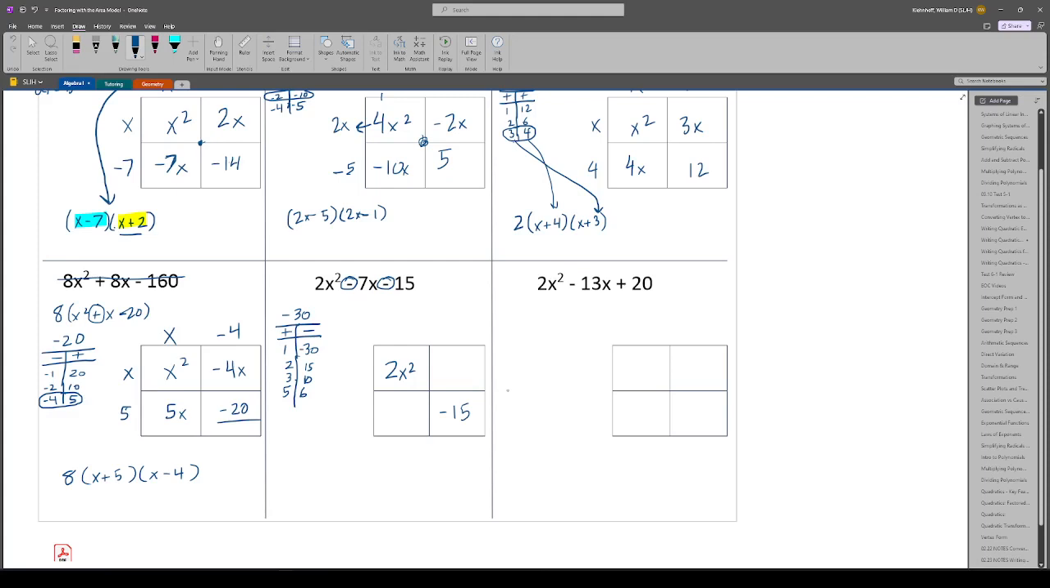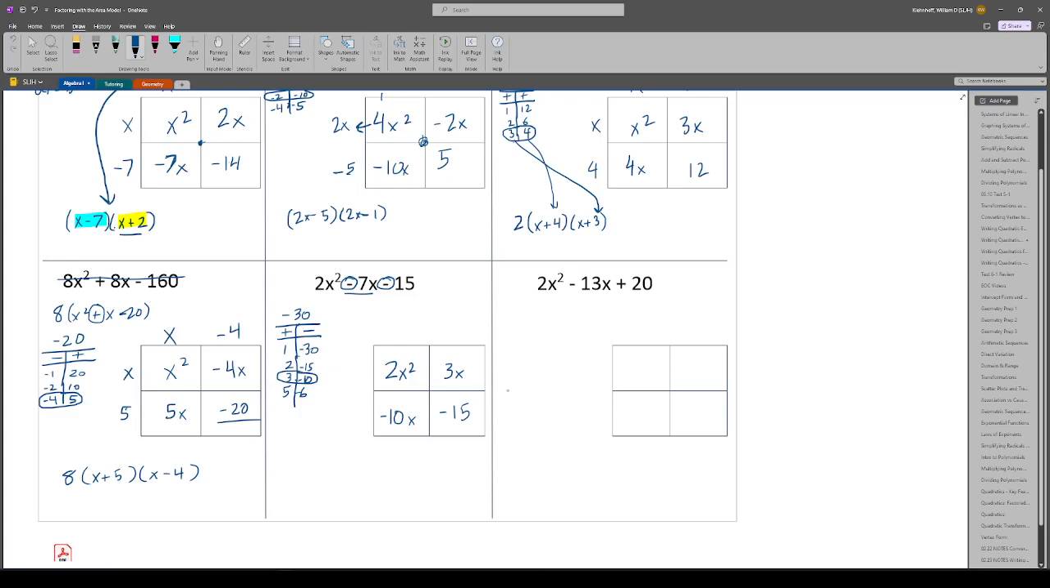So I'm going to go ahead and put the negatives here. I think probably that's the better way to do it. And then we're looking for a -7. So 3 and -10 is my correct factor pair. So we're going to put 3x and -10x.